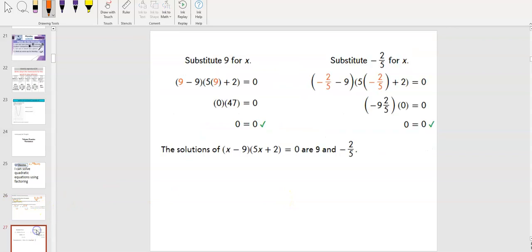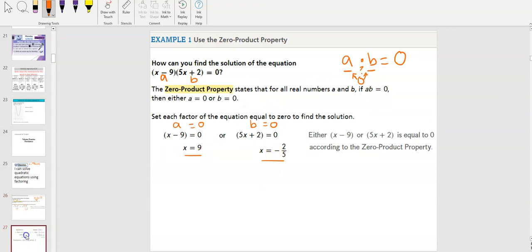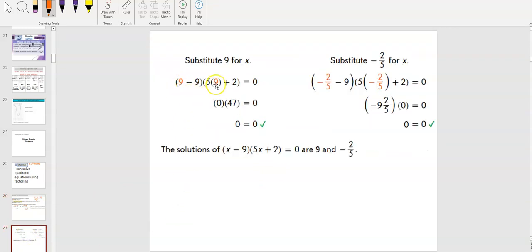Okay? So down here, it shows again, we're going to double check our work. After we do this, we're just going to check and make sure that that's true. So they replaced 9 into the full equation. That was one of our options, and solved, and they got 0. Then they replaced negative 2/5 into the equation, and they got 0. So both of these answers are correct, which means that our solutions, or our x-intercepts, are 9 and negative 2/5.